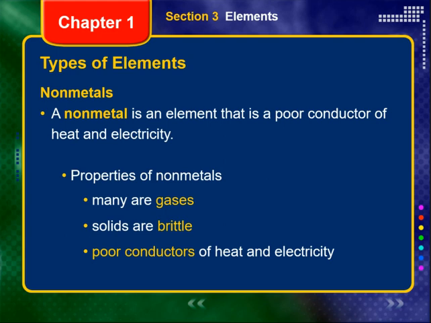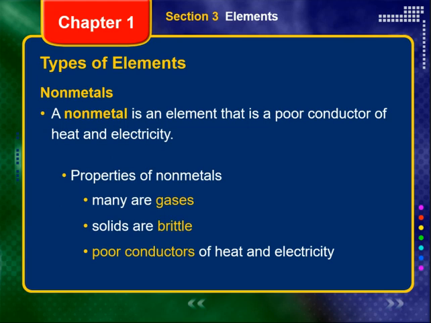Many nonmetals are gases at room temperature. These include nitrogen, oxygen, fluorine, and chlorine. One nonmetal, bromine, is a liquid. The solid nonmetals include carbon, phosphorus, selenium, sulfur, and iodine. These solids tend to be brittle rather than malleable and ductile.